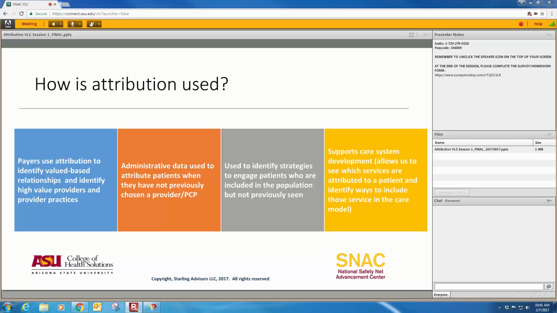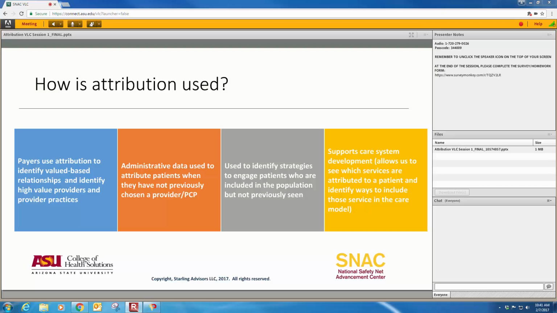And the last is when attribution is used to support care system development. It allows us to see which services are attributed to a patient and identify ways to include those services in a care model. So we would use attribution data as well as potentially other data sources to study a population, an assigned population, and come to some conclusions about how to most effectively deliver care to that population.